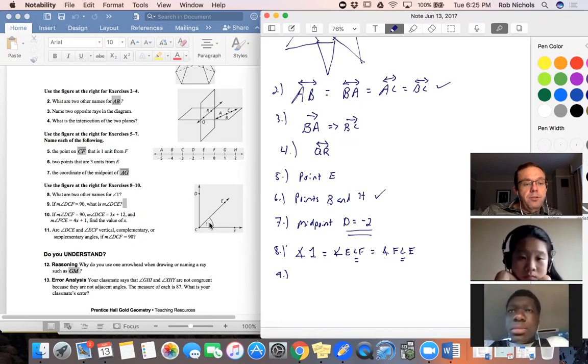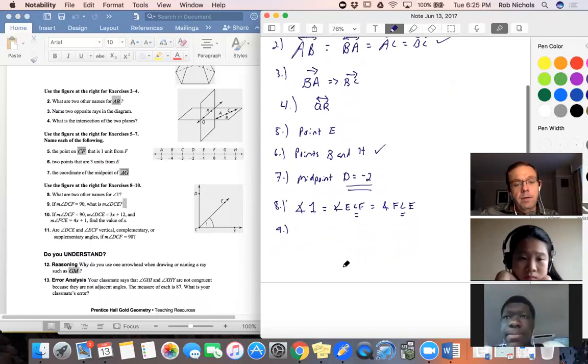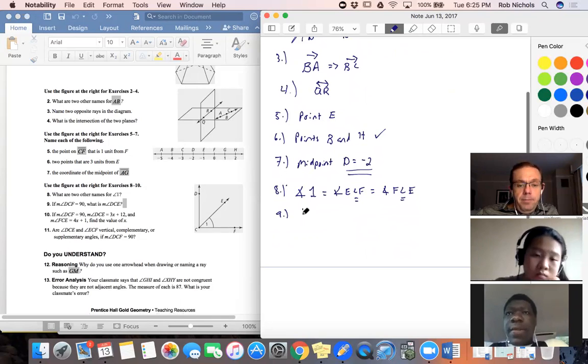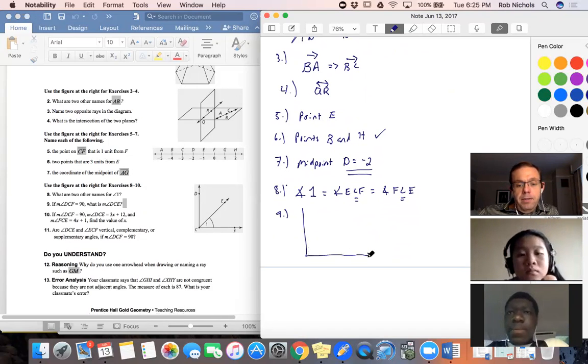Great. Number 9. Okay, so if angle DCF is 90 degrees, and angle DCE is 3x plus 2, and angle FCE is 4x plus 1, what is the value of x? All right, so a good idea for number 9, and this is a pretty easy problem, but this is what we should get in the habit of always doing. We should draw a picture.